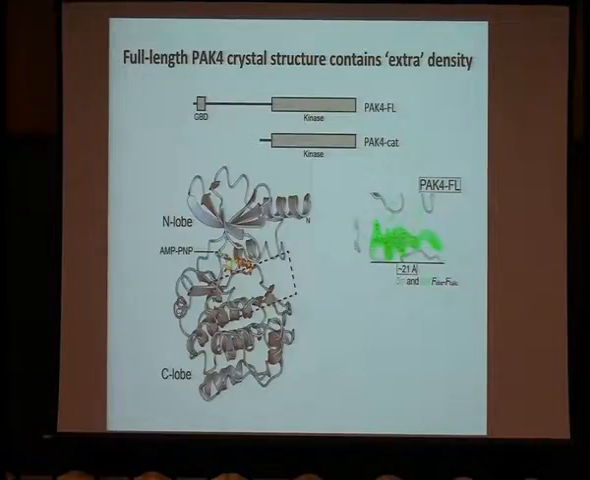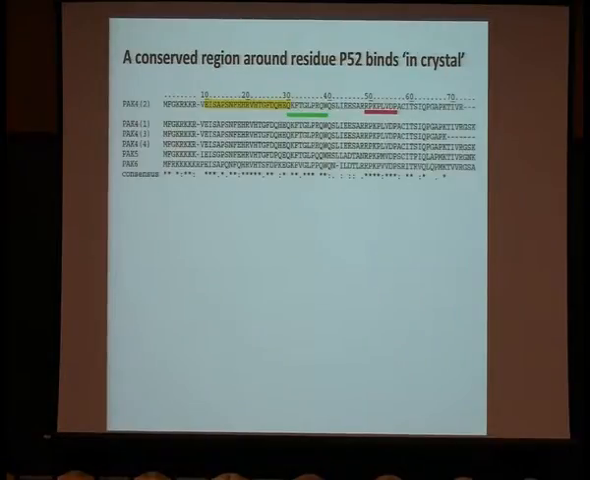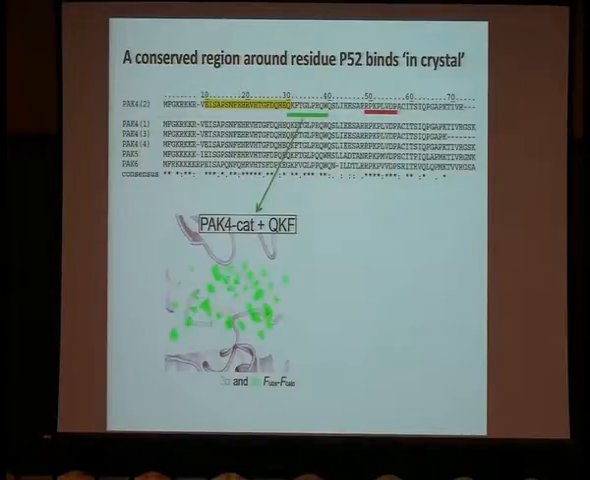This region of unmodeled or unsatisfied electron density was not visible in the catalytic domain alone, indicating potentially there's a region in the N-terminus of this protein that was causing this change in electron density. So based on the crystal structure and the kinase assays, we came up with two hypotheses for potential regions that density could be, the green and the red, and we obtained co-crystals of each of these peptides with the catalytic domain.